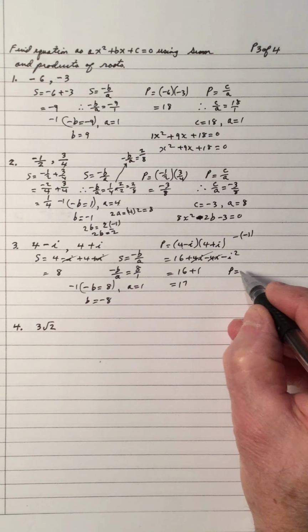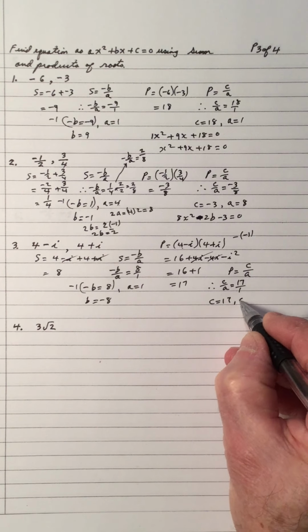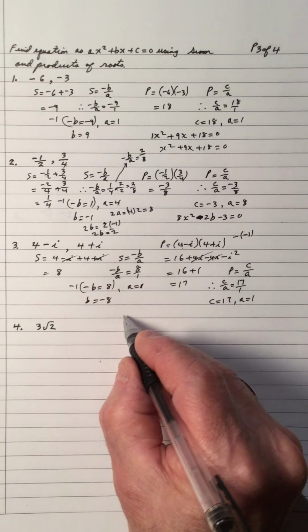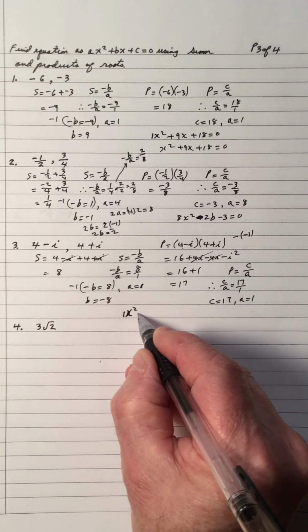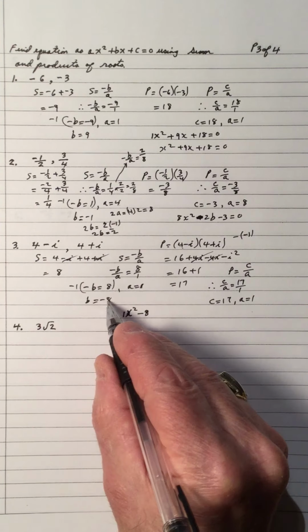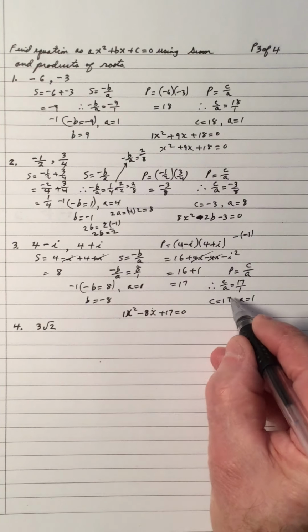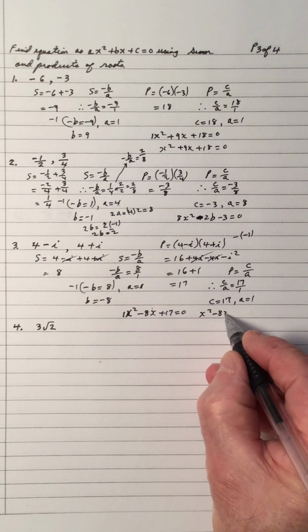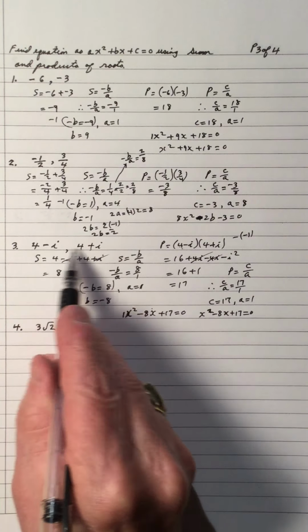So the product of the roots is C over A. So C over A equals 17 over 1. C is 17, A is 1. A is 1, A is 1, everything is okay. So A is 1, so it's 1x squared, minus B is -8, C is 17. And so the equation is x squared minus 8x plus 17 equals 0. We'll give you those two imaginary roots.